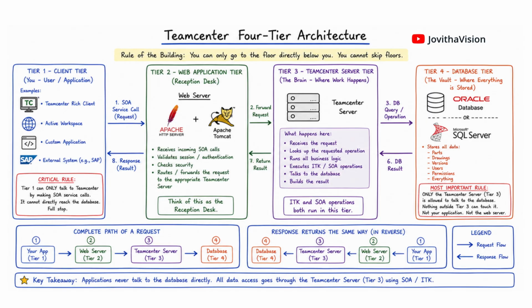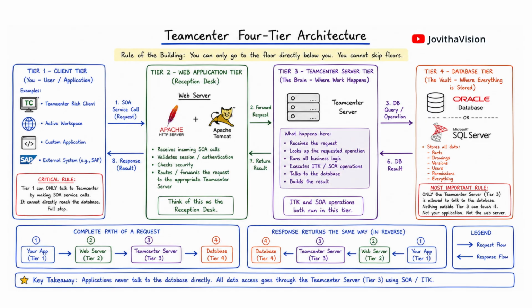Tier 1, the client tier. This is you, the user or the application. This is the software that a person uses or the application that connects to Teamcenter. For example, the Teamcenter Rich Client, which is the desktop application engineers use, or Active Workspace, which is a modern web-based browser interface, or a custom application your company built, or an external system like SAP. All of this sits in Tier 1. The critical rule here is Tier 1 can only talk to Teamcenter by making SOA service calls. It cannot directly reach the database.